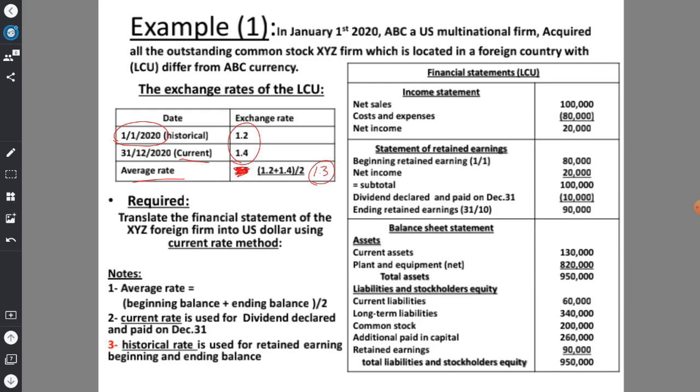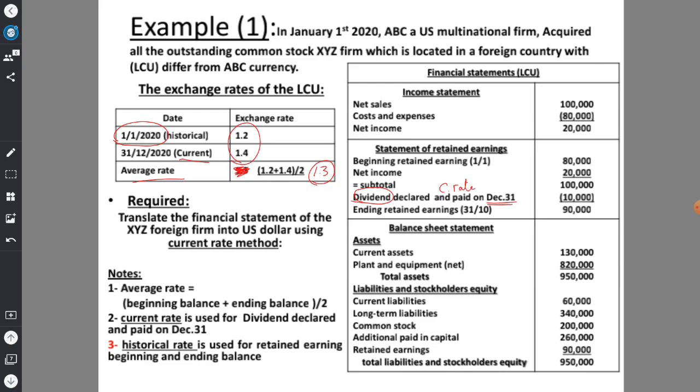ادي البالانس شيت بتاعتك income statement retained earning وبالانس شيت. لو جينا بصينا في retained earning انت عندك dividend. بيقول لي هنا dividend declared and paid on December 31. طالما declared and paid at December 31 I'm going to apply for it the current rate.